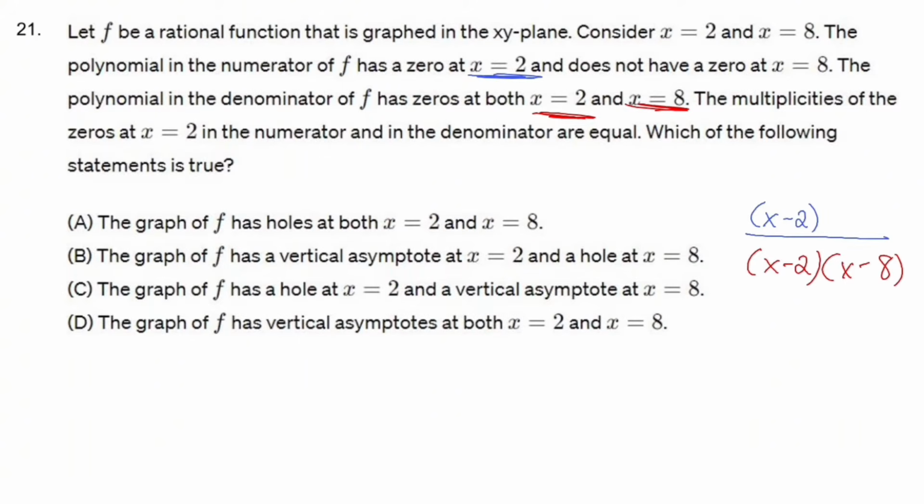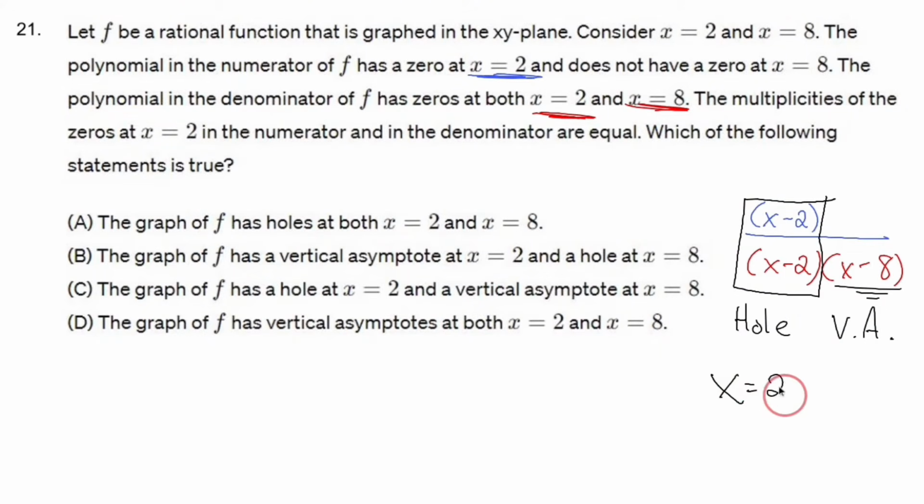So it's talking about holes and vertical asymptotes and stuff like that. Before I even look at the multiple choice, anytime you have the exact same factor in the numerator and the denominator, and the multiplicities are the same, which means the exponents attached to the parentheses are the same, you have a hole. Anytime you have a factor in the denominator that does not repeat in the numerator, you have a vertical asymptote. If we had something in the numerator that was not like anything in the denominator, we would have a 0, but we don't have any zeros in this problem. So we have a hole at x equals 2, and we have a vertical asymptote at x equals 8.